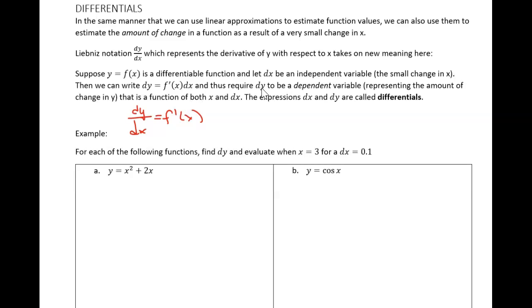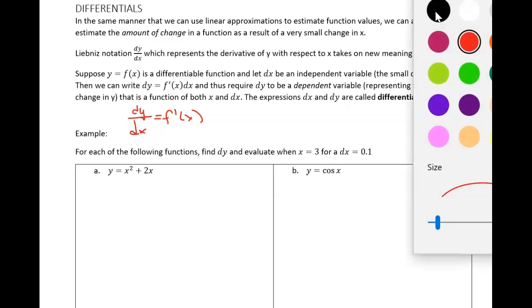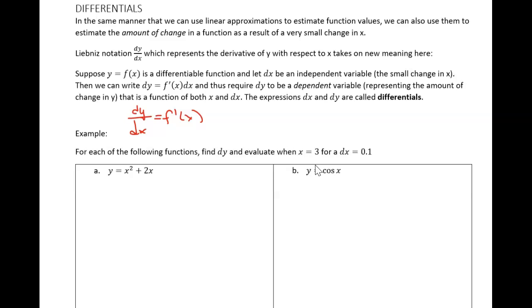By doing that, dy, the change in y, is dependent on the change in x. And so dx and dy, these small changes, are called differentials. For each of the following, find dy and evaluate when x equals 3 for a dx of 0.1. So we've got a few more inputs here that the value is dependent on.